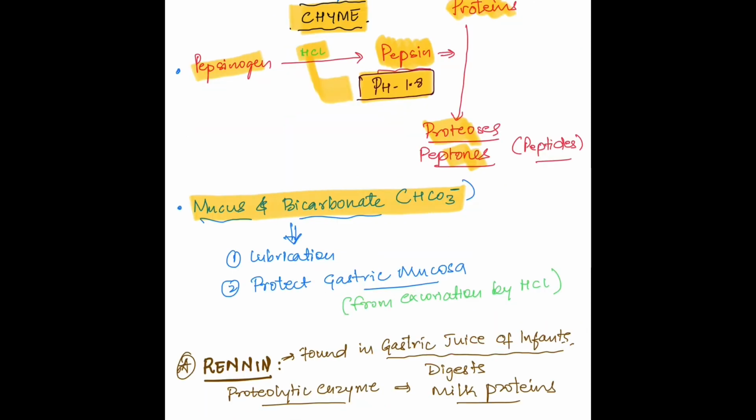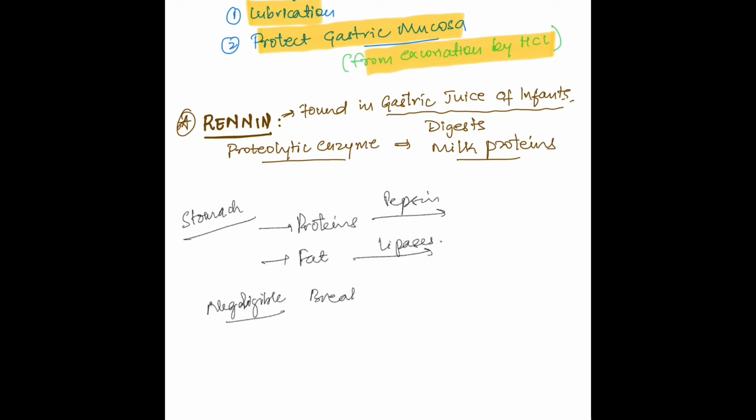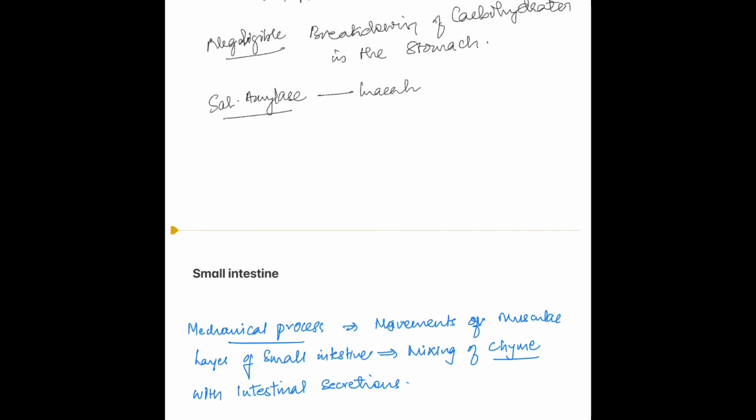Mucus secreted by mucous neck cells and bicarbonates provide lubrication. They also protect gastric mucosa from excoriation by hydrochloric acid. In the stomach, there is digestion of proteins by pepsin and digestion of fats by lipases, but digestion of carbohydrates does not take place because amylase is not secreted in the stomach, and also salivary amylase, which reaches the stomach, gets inactivated in the acidic pH.